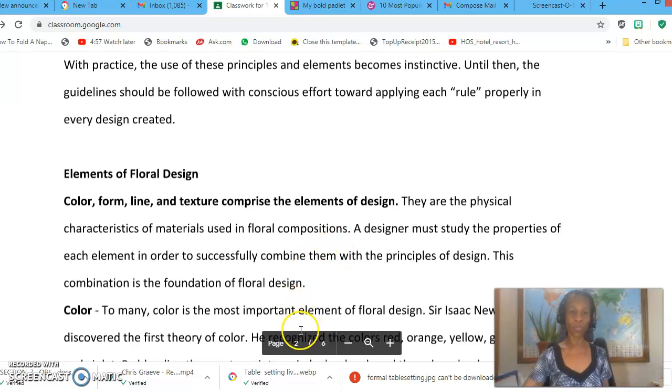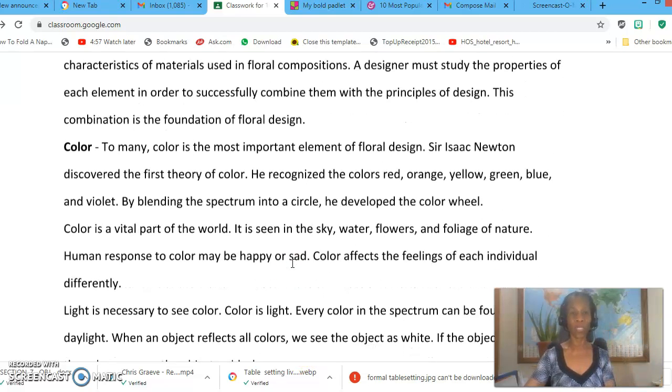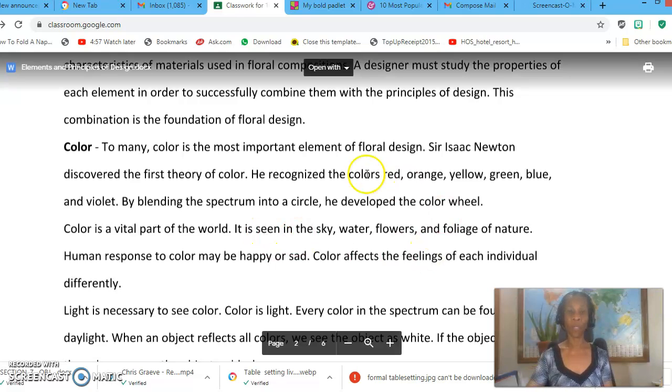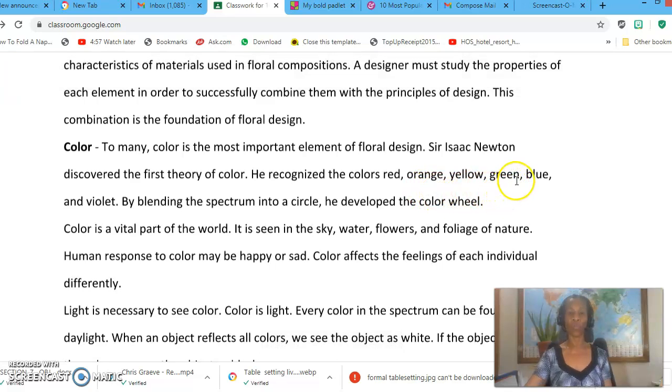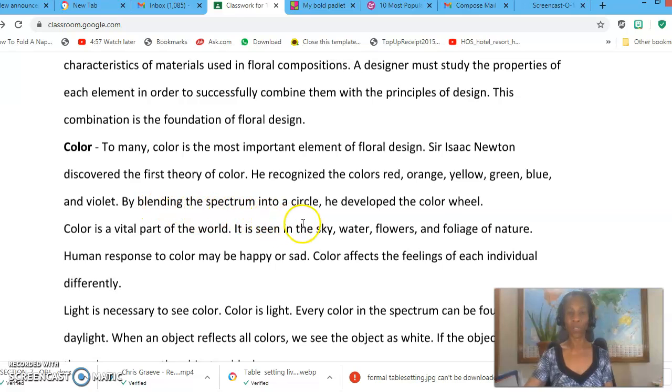Now, color is the most important element, because that is what you see. Isaac Newton discovered that blending of color gives a spectrum. So he recognized the colors red, orange, yellow, green, blue, and violet, right? By blending the spectrum into a circle, he developed what you call the color wheel, and you are going to be expected to do a color wheel. So I'm telling you from now, you need to get some crayons or markers, because you are going to be creating your own color wheel.